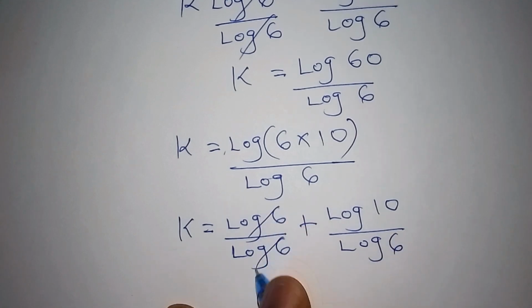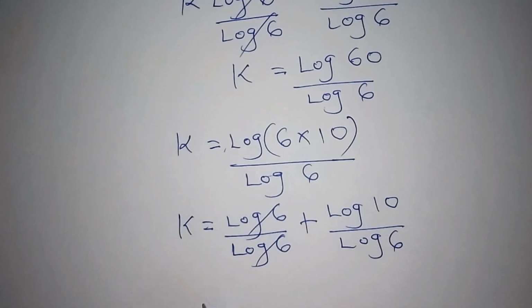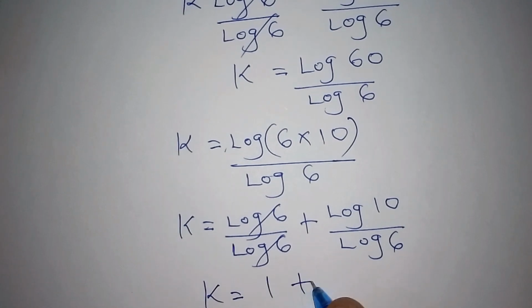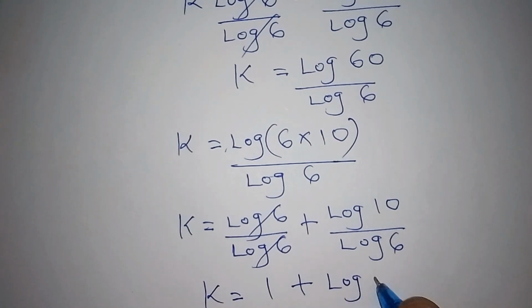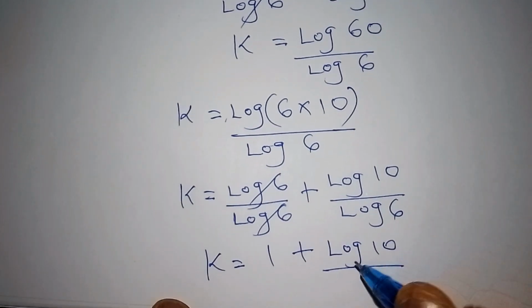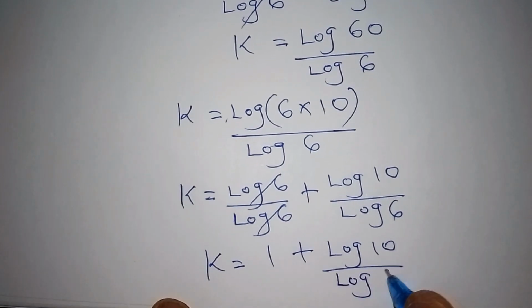So this one and this one shall cancel. Now our k is equal to 1 plus the log of 10 all over the log of 6.